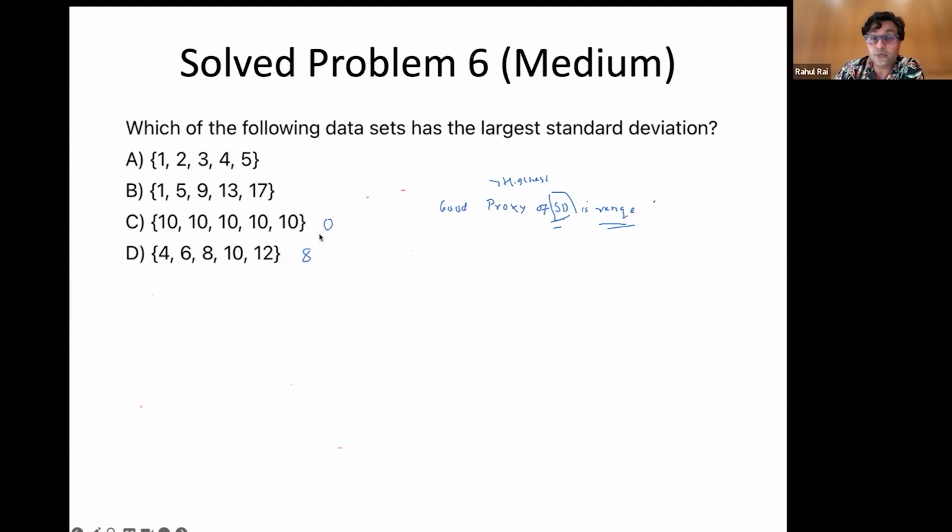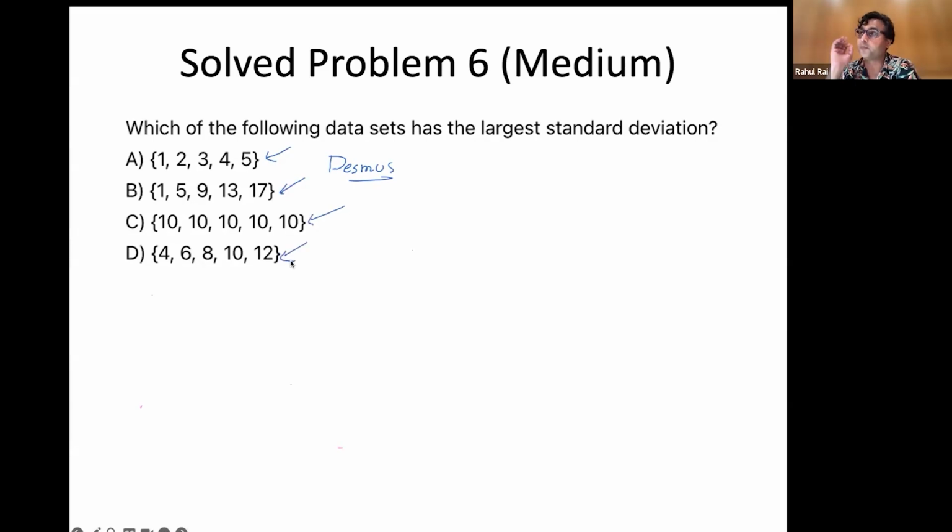One thing that we can do to solve this problem quickly, because if you start calculating the standard deviation, it is time-taking, not complex, but it takes more time, is to use Desmos. That might also be the most accurate way to do this, and we will go through that later on. Use Desmos, calculate the standard deviation for this data set, this data set, this data set, and that will give you the most reliable answer, and it will be even faster.